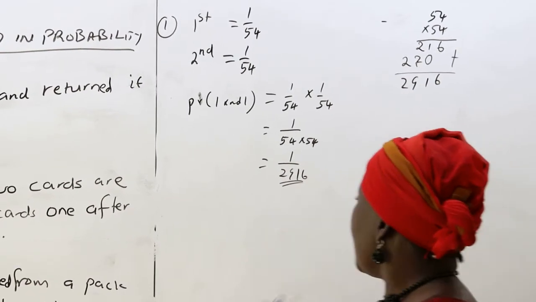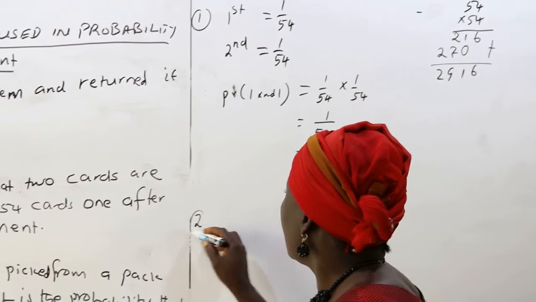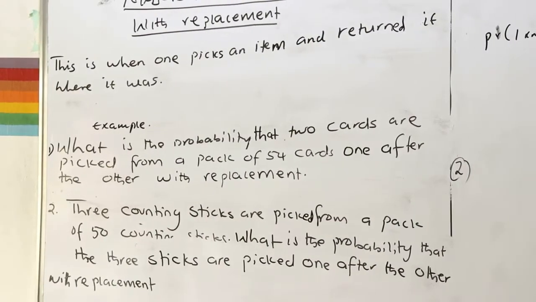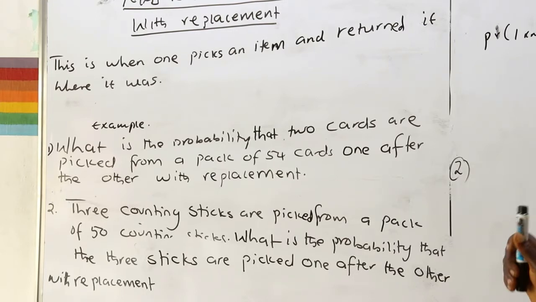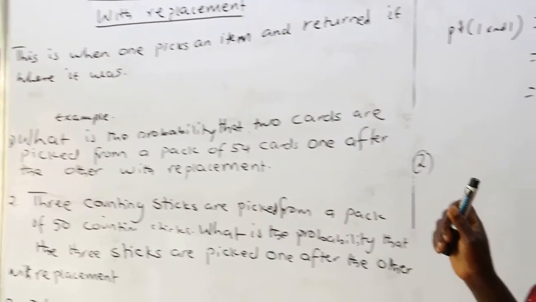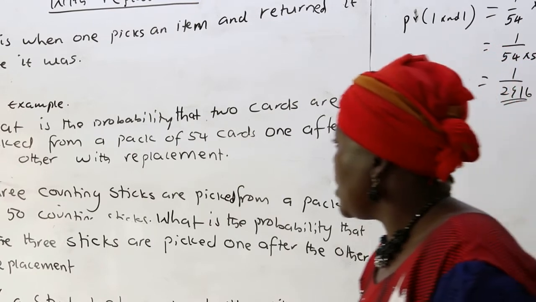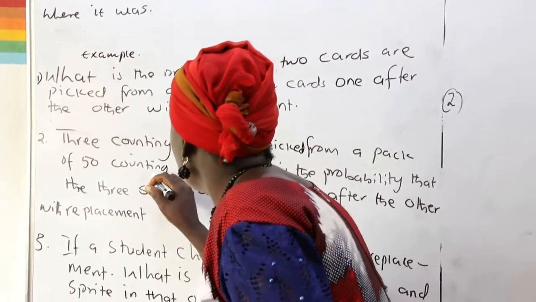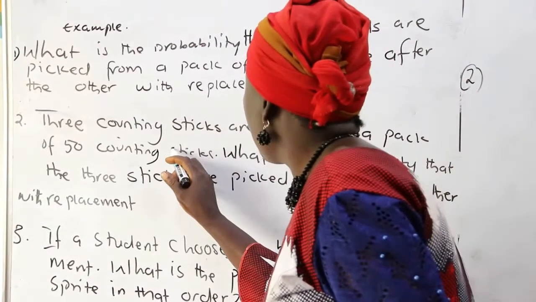Now the second one is talking about counting sticks, that 3 counting sticks are picked from a pack of 50 counting sticks. Okay?